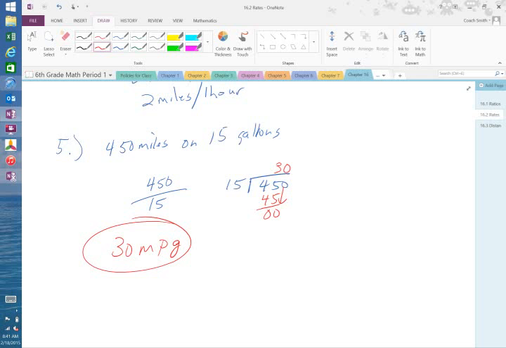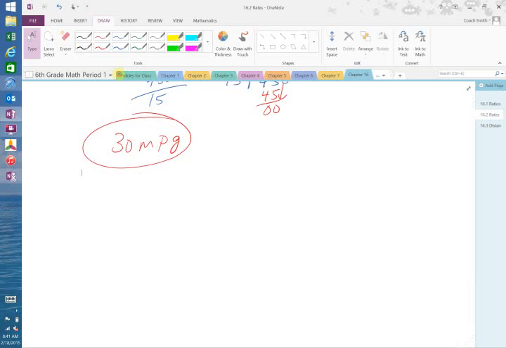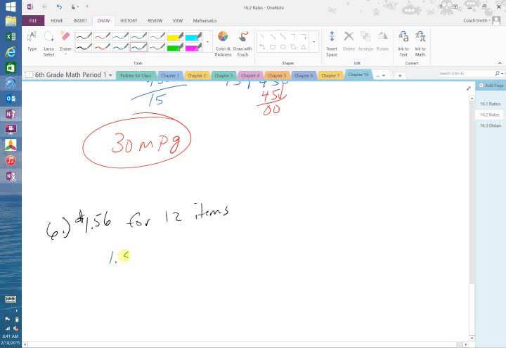All right, now, well, what if they do money? We paid $1.56 for 12 items. And they want to know what you paid for one item. If you bought 12 of them for a total of $1.56, they want to know what we paid for one of them. Well, once again, unit rate, just going to take the $1.56, put it over 12, which means I'm dividing 12, the number of units, into our cost.